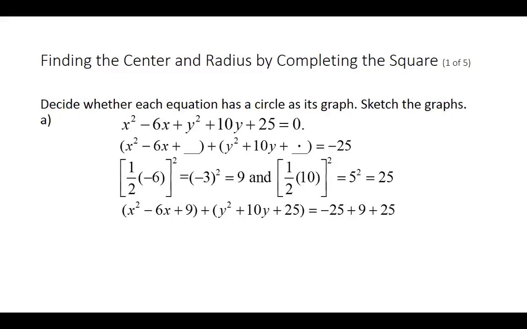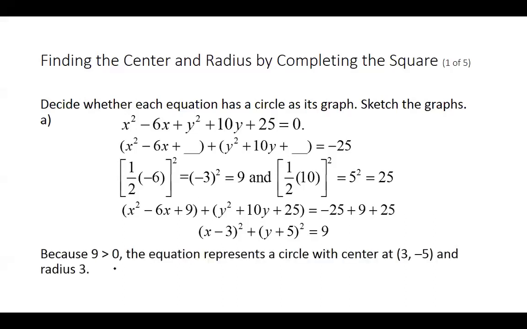Now I can complete the square. In this case, I can write this as x minus 3 squared. Completing the square for y gives y plus 5 squared. And now the whole thing is equal to 9. Because 9 is greater than 0, the equation represents a circle. If you get negative 9 here, then it won't.